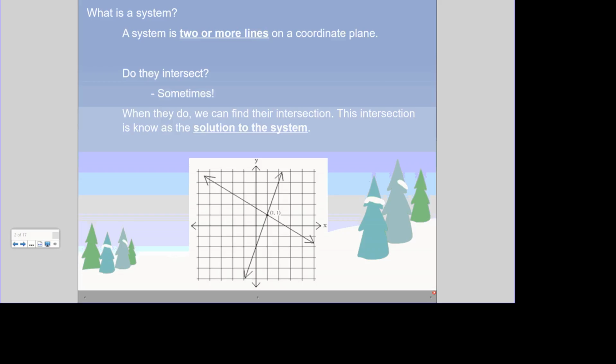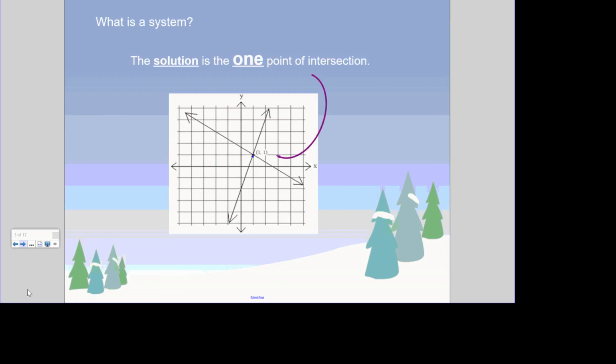So for example, here we have two lines in a grid, and here's actually the same graph. Two lines in a grid, and we have the two lines intersecting at this point (1, 1). So for this system, which is just made up of these two lines, I could call this line 1 and line 2. The solution itself is the point (1, 1). So a solution is that one point of intersection.